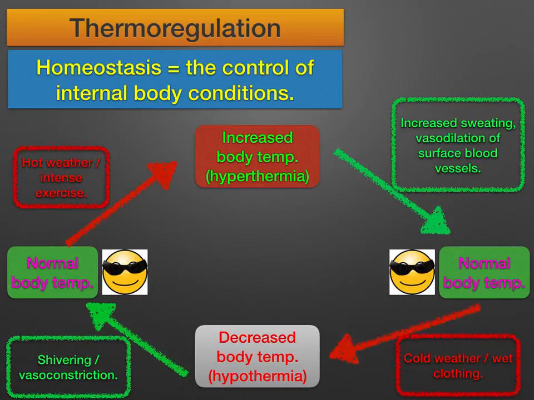So to restore it back to normal, the body does a couple of things. It starts shivering and your teeth start chattering. That's muscle movements which generate some more heat. And you also have vasoconstriction, which is where the blood vessels close to the surface of the skin get smaller and narrower, and that stops you radiating heat.